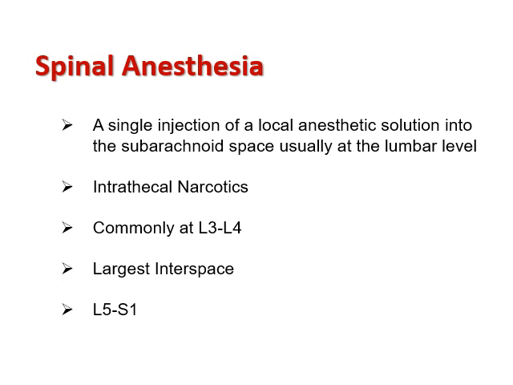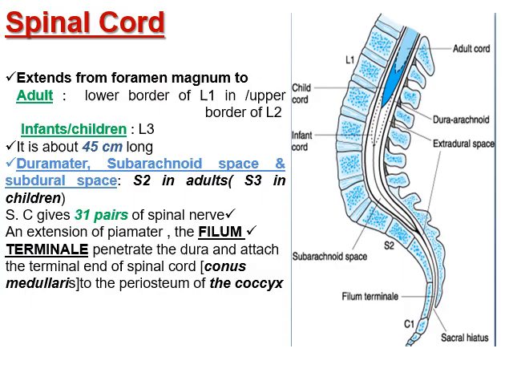In spinal anesthesia, we inject the local anesthetic drug in the subarachnoid space, commonly at L3, L4. To review the anatomy of the spinal cord. The spinal cord begins from the foramen magnum till L1, L2 in adults and L3 in children. The spinal cord is also protected by 3 layers of covering called the meninges. They are the dura mater, arachnoid mater, and pia mater.